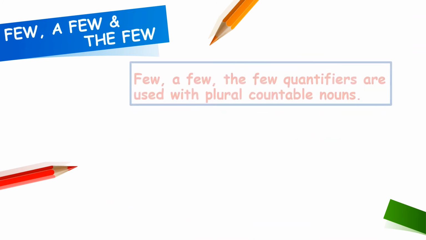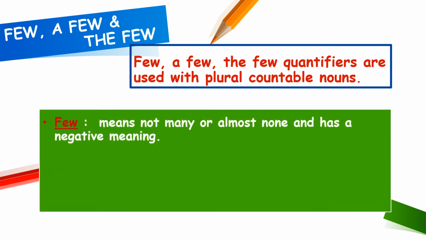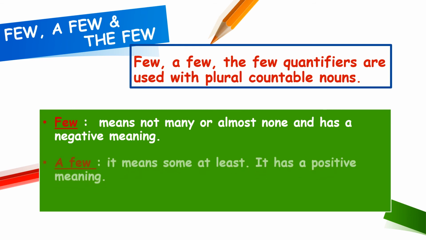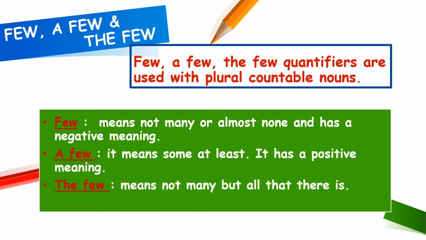Let's see how the determiners few, a few, the few are correctly used. Remember, these determiners are usually used with plural countable nouns. The determiner few means not many and conveys the negative meaning. The determiner a few means some at least, it has a positive meaning. The determiner the few means not many but all that there is.